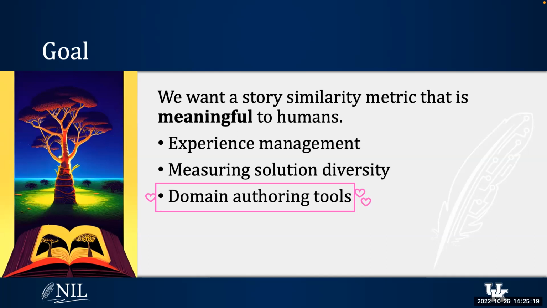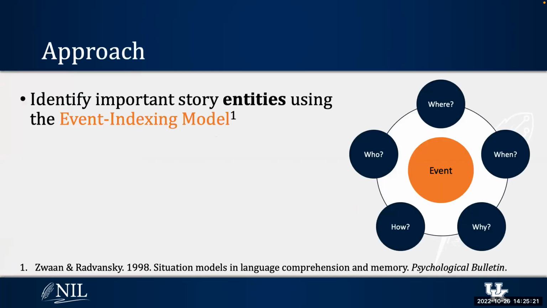So the approach begins with the event indexing model of story comprehension, which describes how when humans perceive stories, we segment information into discrete events that are connected based on common entities that they share. So for example, an event might be connected to another event because it involves the same characters or because it takes place in the same location and so forth. So we track 5 different dimensions: who, where, when, why, and how.